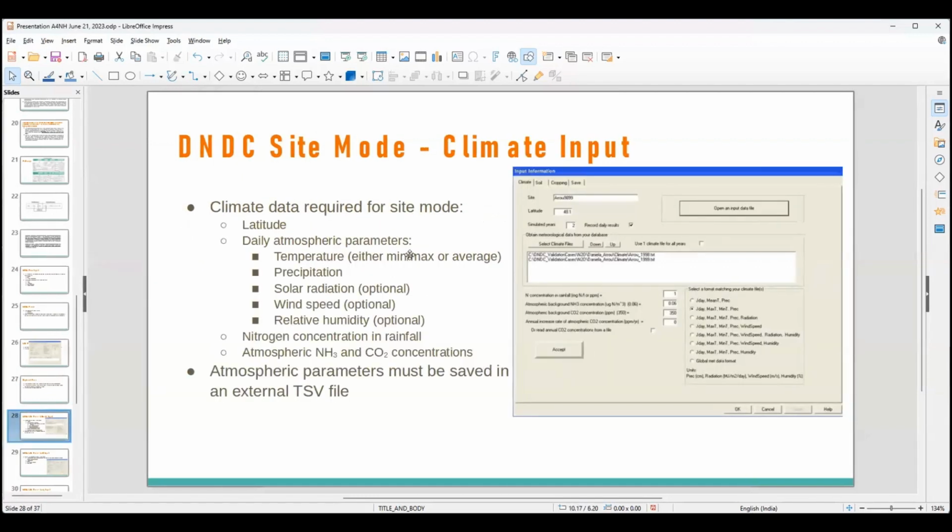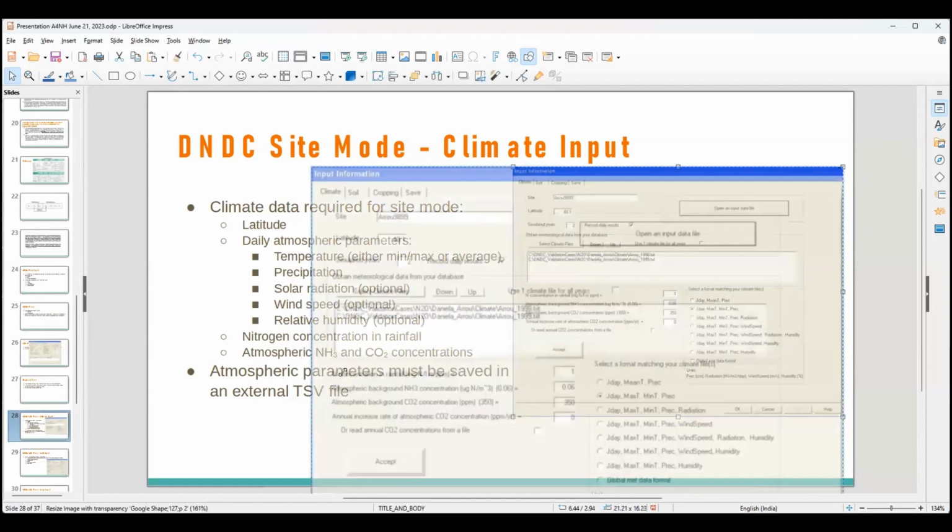Now, next, DNDC site mode. So what do we need to do for climate input? The climate data required for site mode are latitude, daily atmospheric parameters like temperature, either minimum, maximum, or average, then precipitation, solar radiation (optional), wind speed (optional), relative humidity (optional), nitrogen concentration in rainfall, atmospheric ammonia and carbon dioxide concentration. And the atmospheric parameters must be saved in an external CSV file.